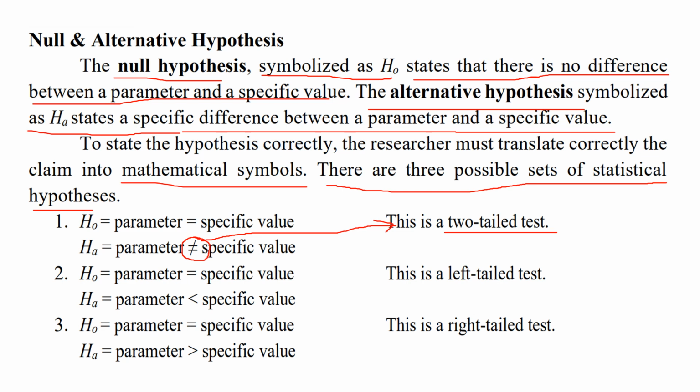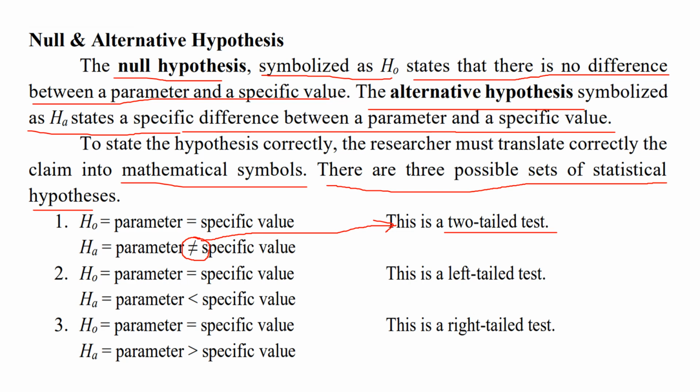As long as there is no equality between your parameter and a specific value, then we can represent your alternative hypothesis. Now, your two-tailed test will be dependent on the symbols in your alternative hypothesis. That's why it's two-tailed: because of not equal to, we don't know if that is less than or greater than.